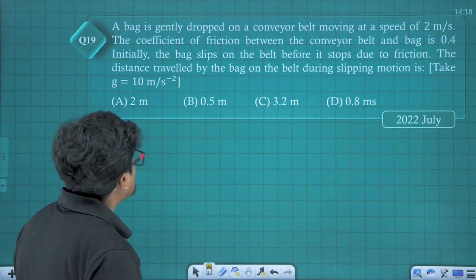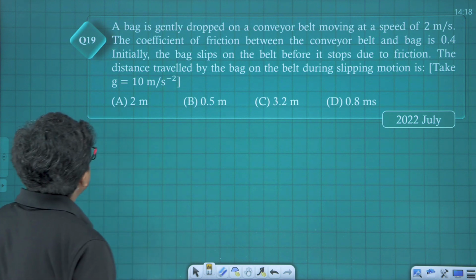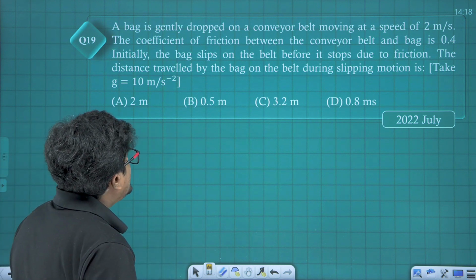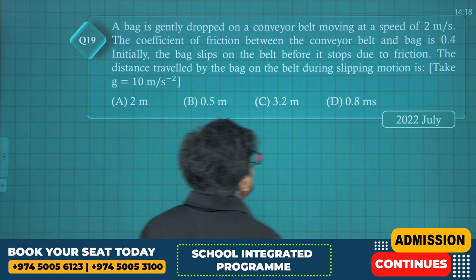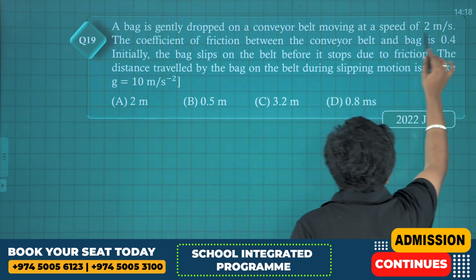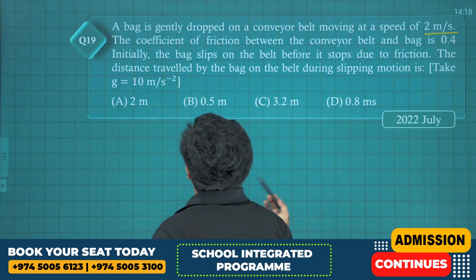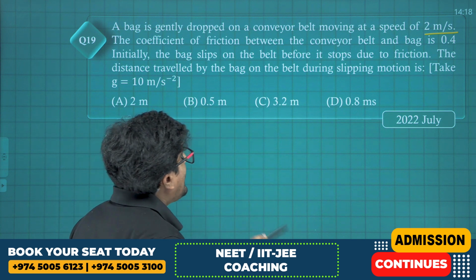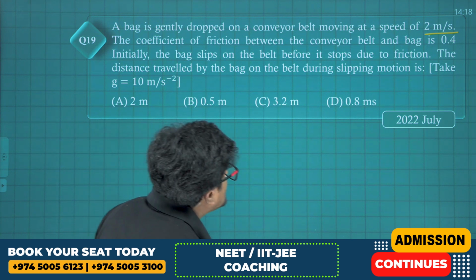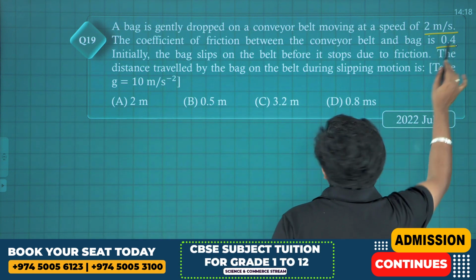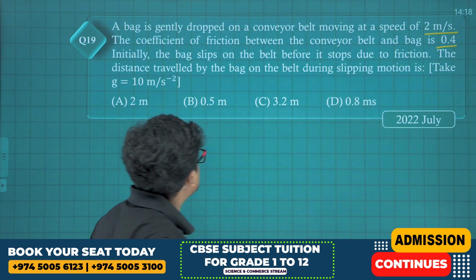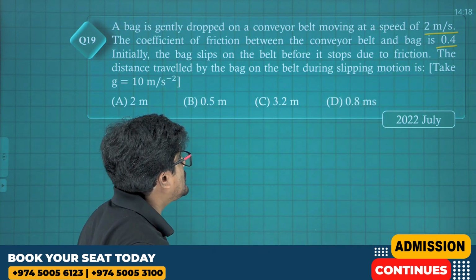Now let's move to the last question for this session. A bag is gently dropped on a conveyor belt moving at a speed of 2 meters per second. The coefficient of friction between the conveyor belt and the bag is 0.4. Now initially the bag slips on the belt before it stops slipping due to the friction.